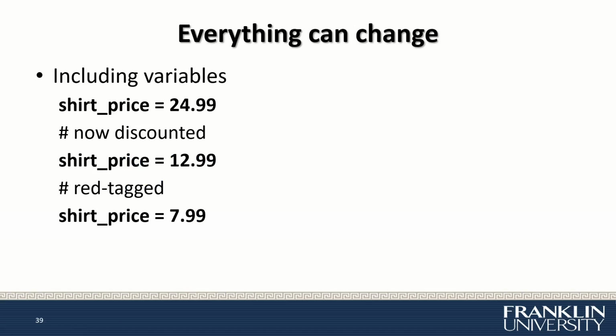First, everything can change. We learned about variables, right? It's just like in real life. You go shopping, and a shirt's price at one time is $24.99. Now it's discounted to $12.99, and you have a red tag sale at $7.99. Same shirt, different price over time. It's just like a variable can hold different values over time.